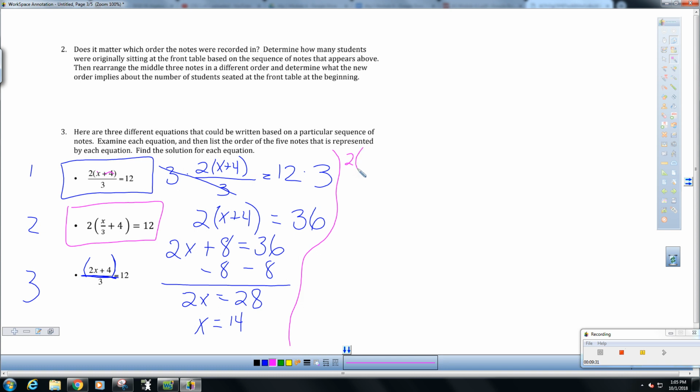2 times x over 3 plus 4 is 12. We want to get rid of the parentheses last, so we want to get rid of this multiply by 2 first. How do we get rid of multiplying by 2? Divide by 2. But I have to divide each side by 2, so I get 6 is x over 3 plus 4. Add 4 to both sides, because we're going to get rid of the addition and subtraction before we get rid of the multiplication and division.